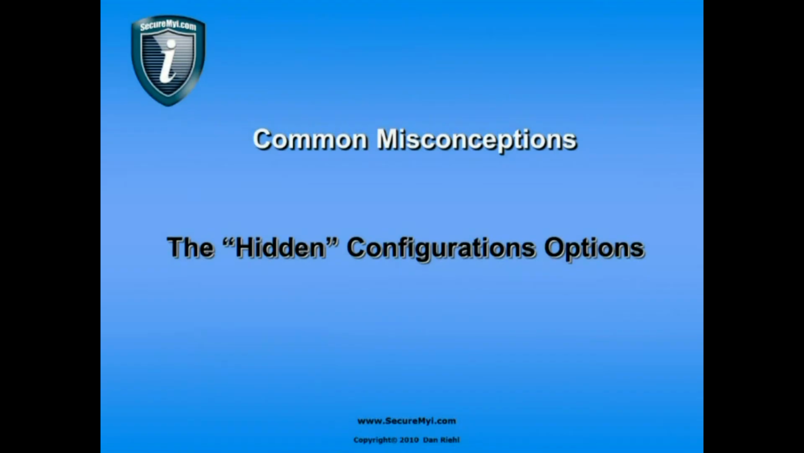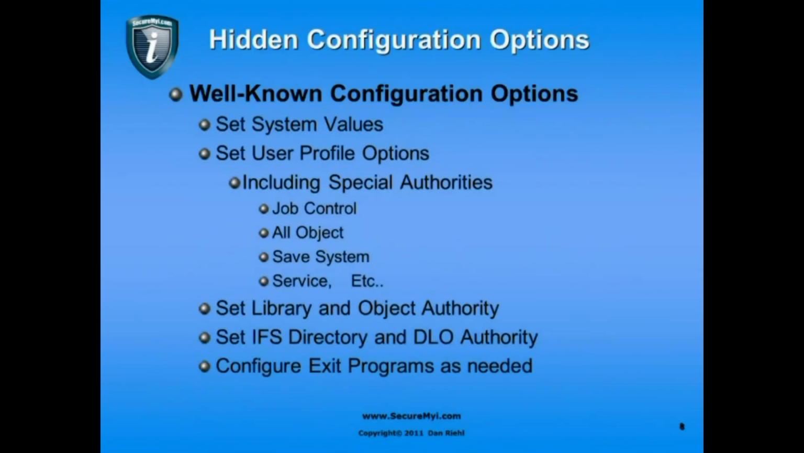The next thing we want to consider is the hidden configuration options that are buried deep within the system. We have some very well-known configuration options that we use all the time. For example, we set our system values to set the major controlling values on the system. We set our user profile settings correctly, including special authorities like does a user have job control or all object authority? Do they have save system authority or service or any of the other special authorities? Those are the major well-known configuration options.